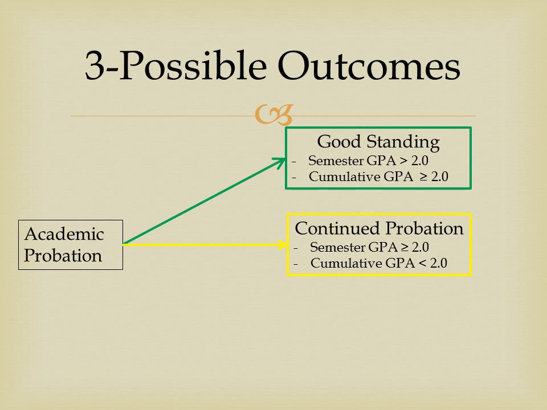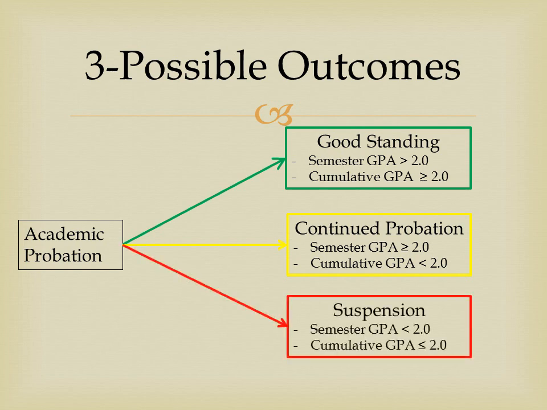The third possible outcome is academic suspension. This happens when your semester GPA is below a 2.0 after you've already been on probation, right? So your semester GPA is below a 2.0 and your cumulative is below a 2.0. Let's say last semester I got a 1.5, and then this next semester I get a 1.5 again. I'm going to be suspended from the university at the end of the spring term. So those are the three possible outcomes.